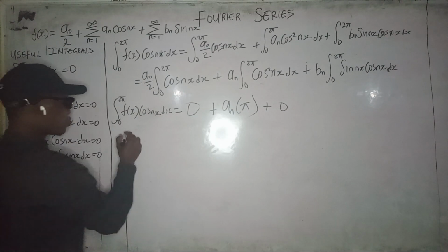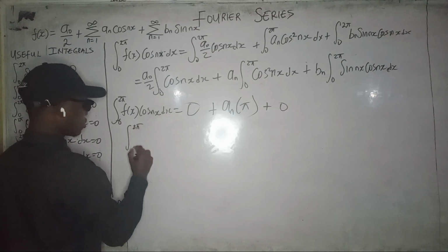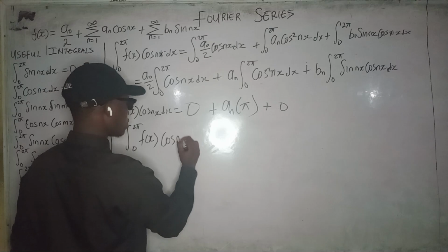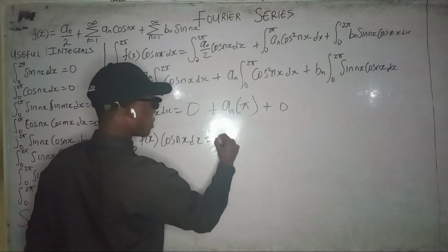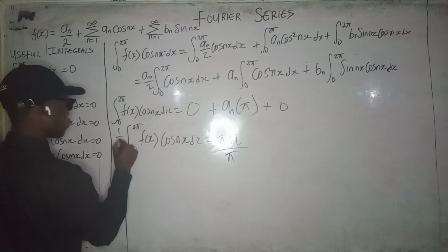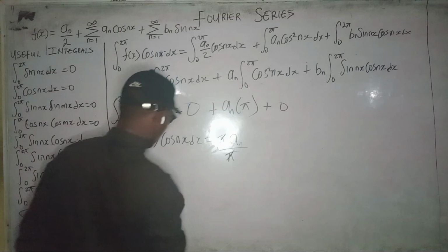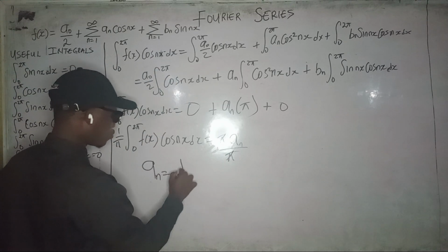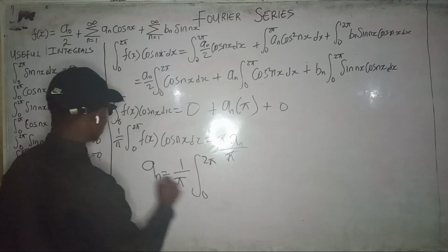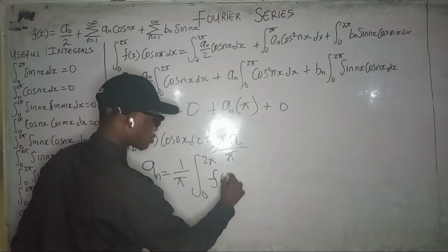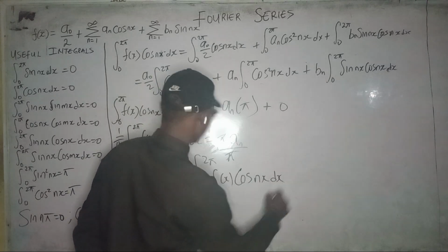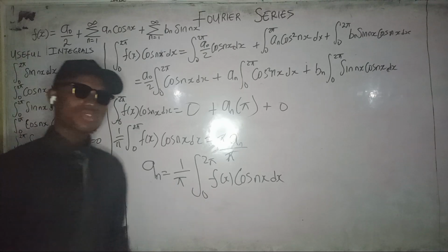You can see where we are going. So this is going to give us the integral from 0 to 2 pi of f of x cos nx dx equals pi times a_n. If we divide both sides by pi, that is multiply by 1 over pi, we have a_n equals 1 over pi, the integral from 0 to 2 pi of f of x cos nx dx. So now this is what it looks like.